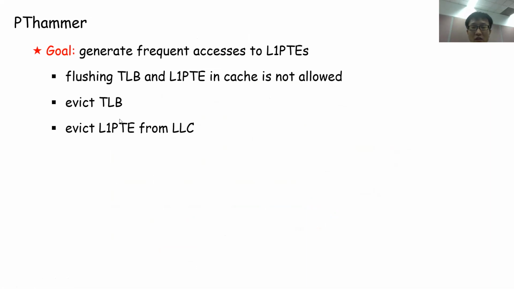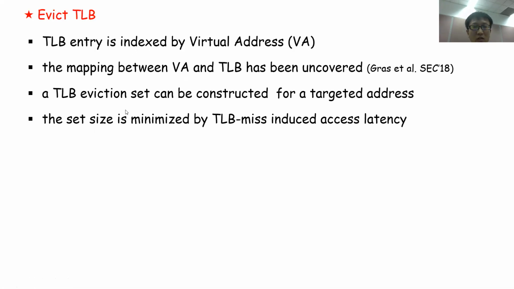So we have to evict TLB entries and the level 1 PT from LLC. LLC is the last level cache, and it is inclusive of level 1 and level 2 caches. When we evict level 1 PT from LLC, the level 1 PT will be evicted from level 1 and level 2 caches as well. To evict the TLB, we know that the TLB entry is indexed by virtual address, and the mapping between virtual address and the TLB has been reverse engineered, so we can use this mapping to build a TLB eviction set for a target address. When we access the TLB eviction set, the address mapping for this targeted address will be evicted from the TLB.